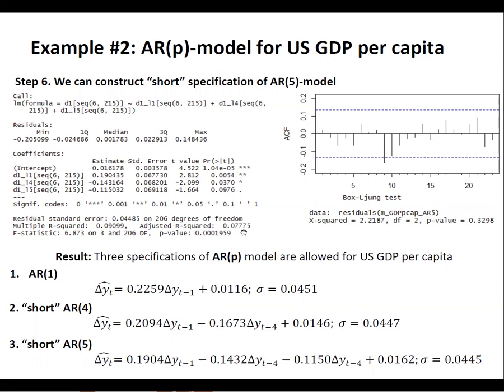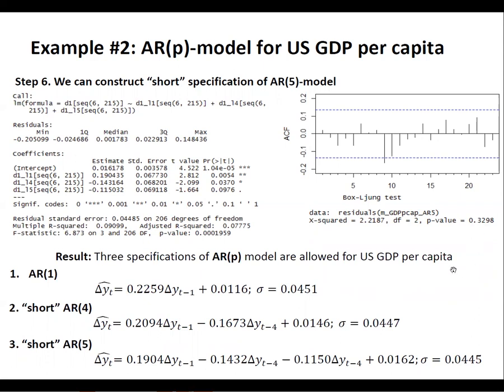Adjusted R squared increased to 7.7%. And here the Ljung-Box test gives us a p-value of 0.32. That is more than the critical value of 0.1. Accordingly, here we are already fairly sure that this short specification of the AR5 model does not have autocorrelation in the residuals and is theoretically ideal.